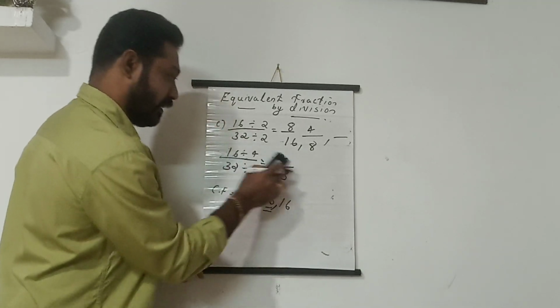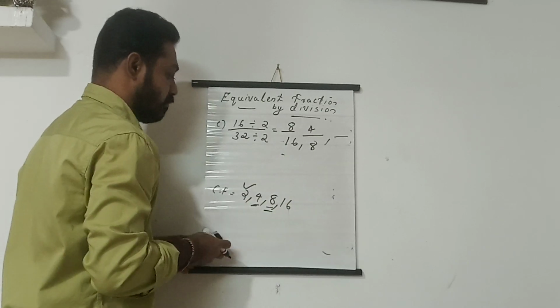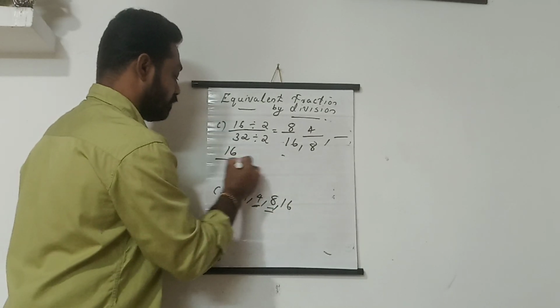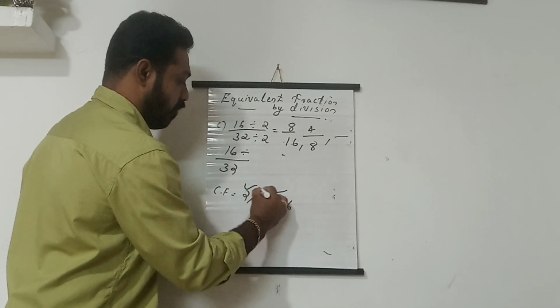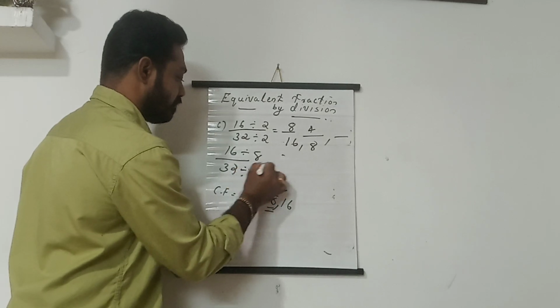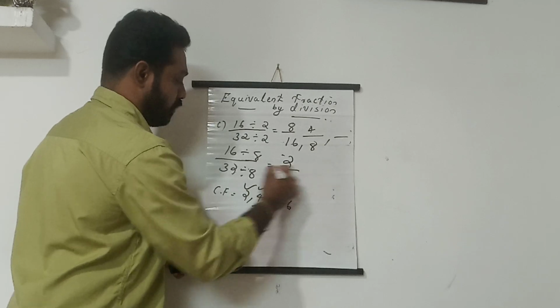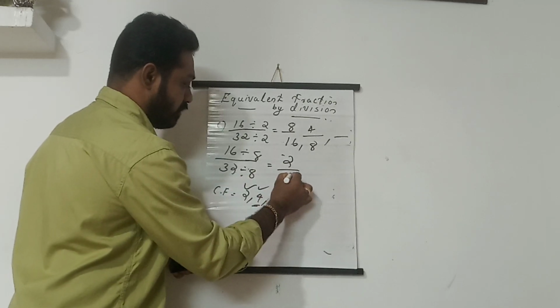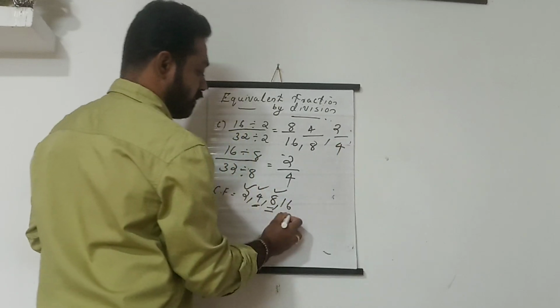Then I am writing here. 16 by 32. What is the next number? 16 by 32 divided by 8. 4 we finished. Then 8. What will you get? 16 by 8, 2 8s are 16. So 4 8s are 32. So what will you get? 2 by 4.